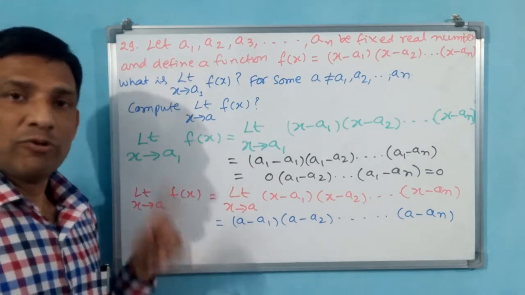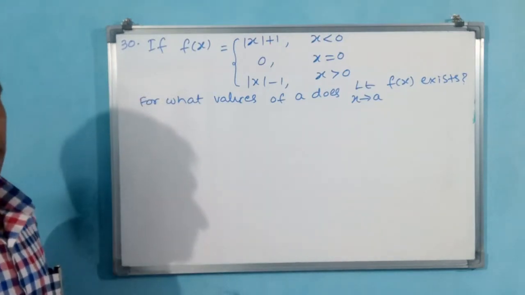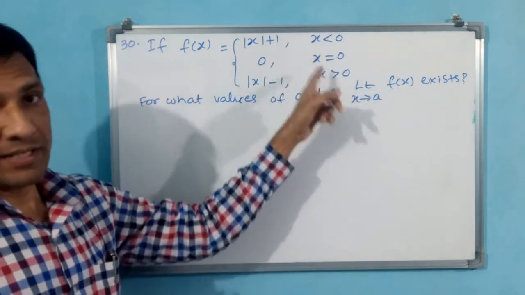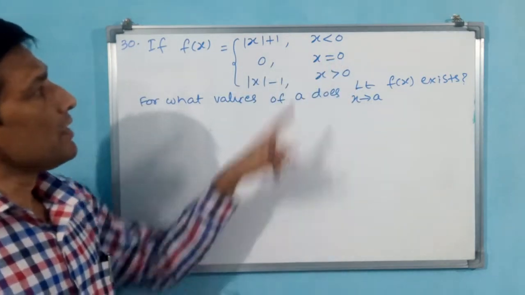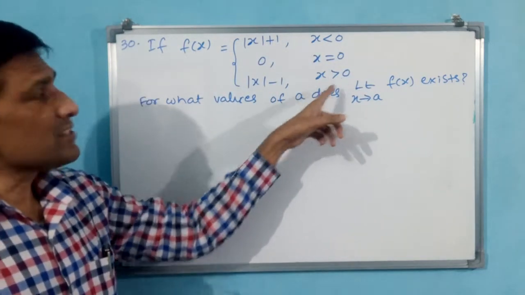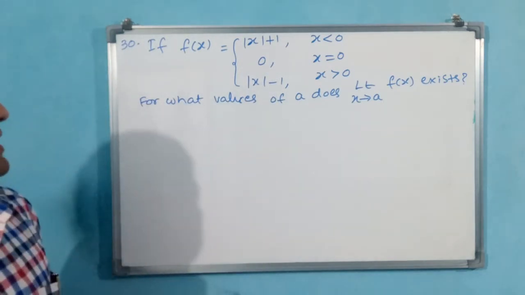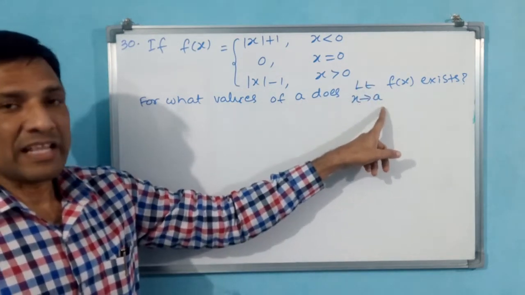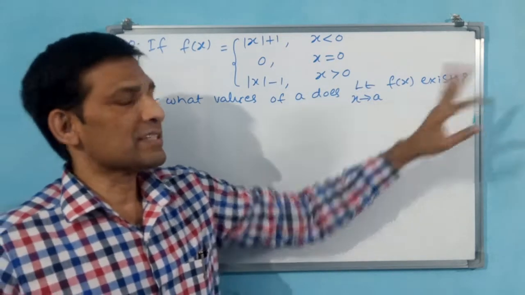Shall we go for question 30? See here. First we understand the question. Question number 30. Function f of x is equal to, see here, inequalities are there. You have to deal with it carefully. When x is 0, 0 simply. But when x is less than 0, modulus x plus 1. When x is greater than 0, modulus x minus 1. Then they are asking for what values of a. A means the limit x tends to a, they are going to ask. For what values of a does limit x tends to a, f of x exist?